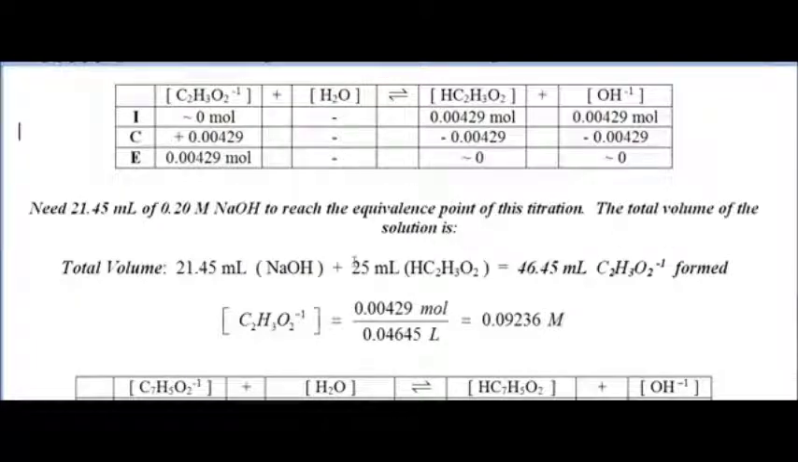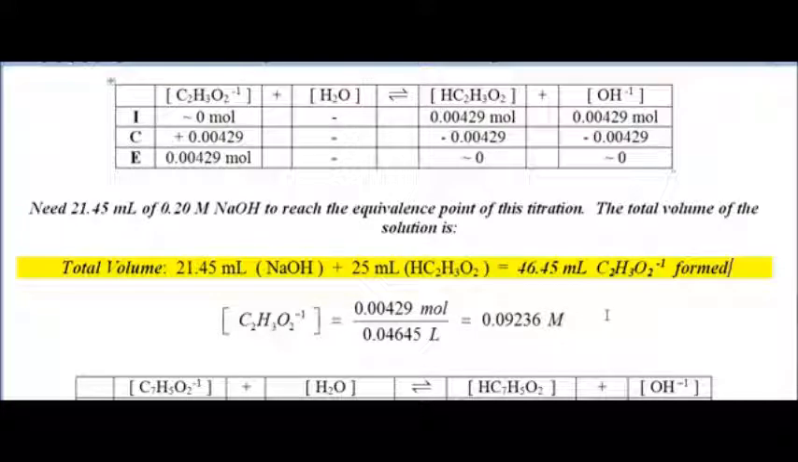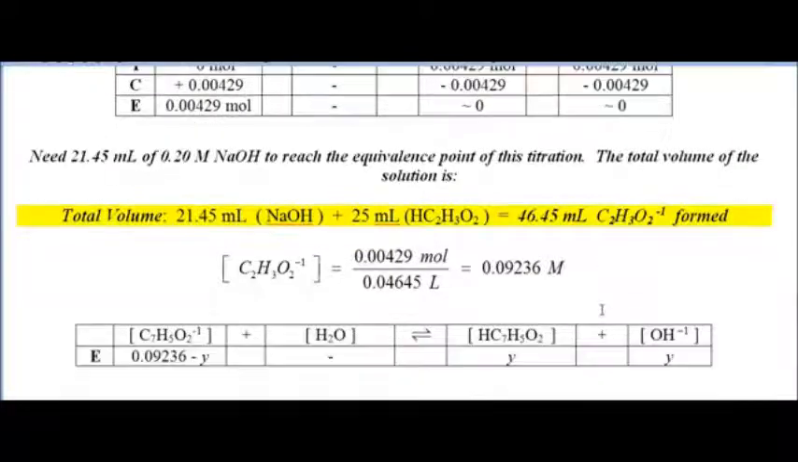Before we can do that, we have to know what the total volume of our mixture is. So we know that we have 25 milliliters of our acetic acid, which is not going to change throughout this reaction, and then the 21.45 milliliters of the sodium hydroxide for a total volume of 46.45 milliliters. Convert that 46.45 milliliters into liters so that we can get our new concentration.